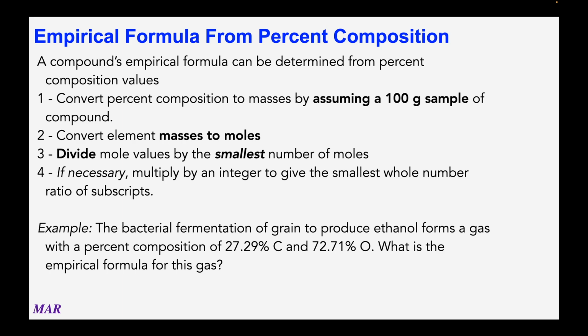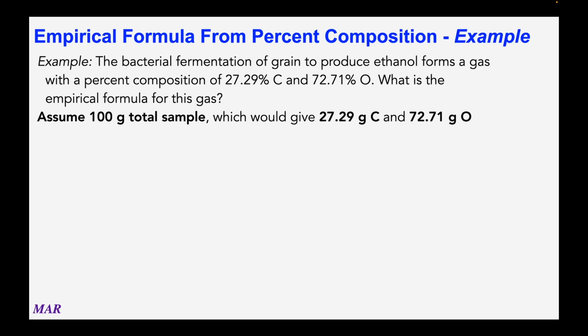So again, the general idea will be assume 100 grams, grams to moles, compare the moles, multiply by some kind of number if we have to get whole numbers. Good to go. In this problem, if you assume 100 grams, that would be 27.29 grams of carbon and 72.71 grams of oxygen. So that's why I like 100 grams. Yes, you can use 1 gram. You'd have 0.2729 grams of C and 0.7271 grams of O, but I don't usually think that way. The easier, the better for me, but you could do that if you want to. It's no problem. So in my version, 100 grams total, 27.29 grams of C, 72.71 grams of O, good to go.